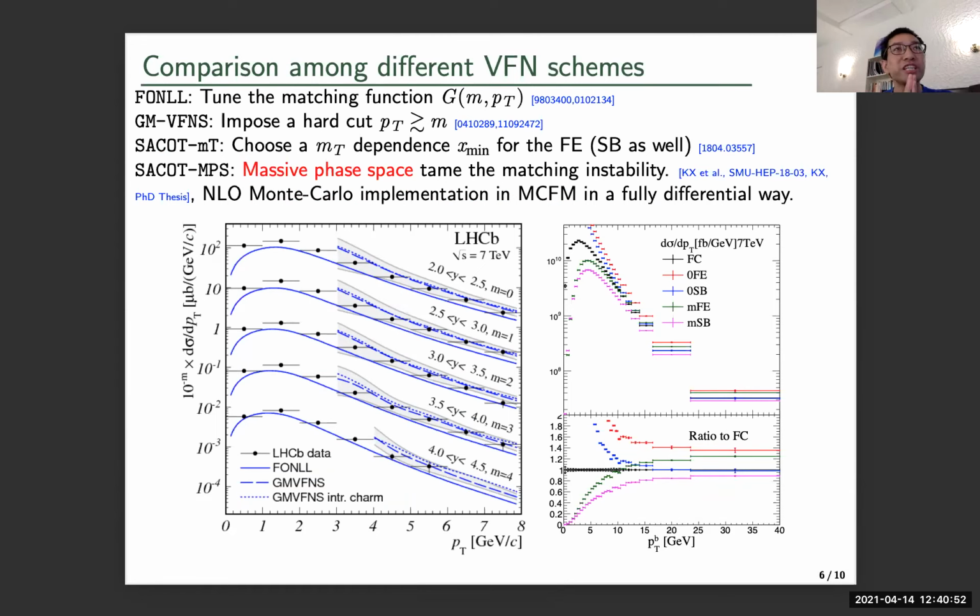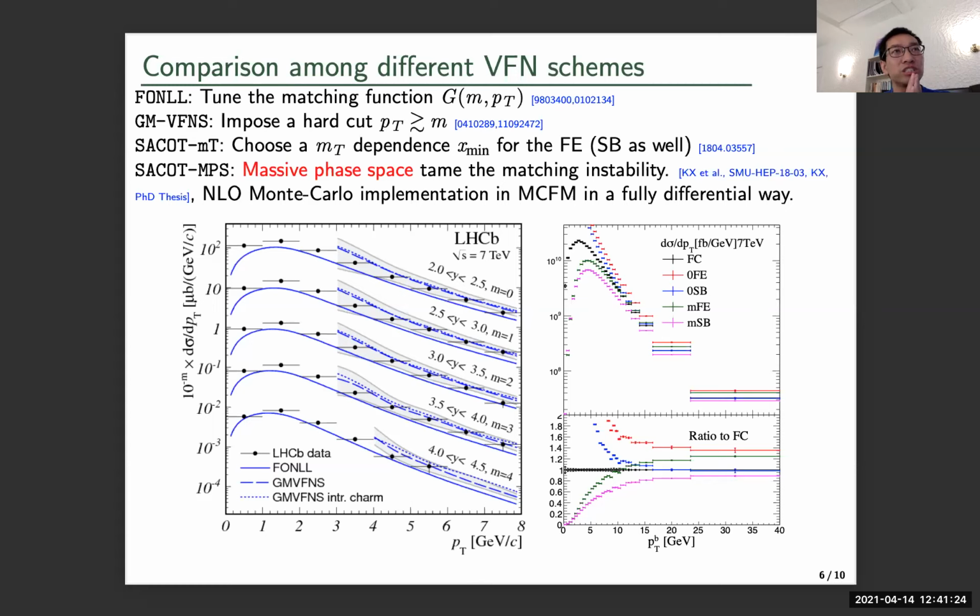And very recently, just 2 years ago, roughly the same time as what we have done, a new scheme called the MT scheme came out, similar to the simplified Aivazis-Collins-Olness-Tung scheme and the Chi scheme. In this scheme, they choose the mass dependence of the low energy kinematics in the momentum fraction for their flavor excitation and subtraction term. But in our scheme, we did it very differently.